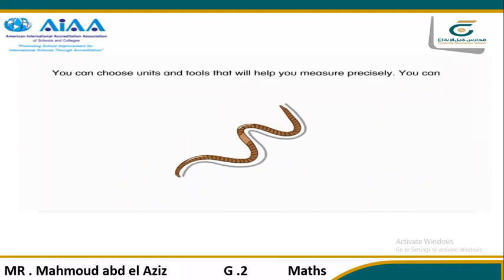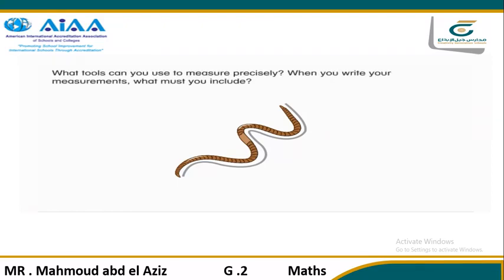You can choose units and tools that will help you measure precisely. You can estimate first, choose a tool, start at 0, measure twice, write the unit. What tools can you use to measure precisely? When you write your measurements, what must you include?